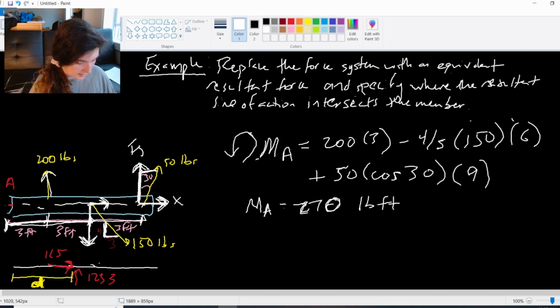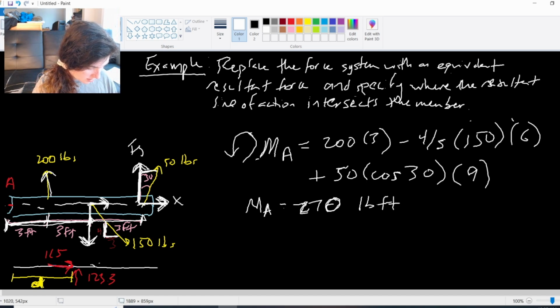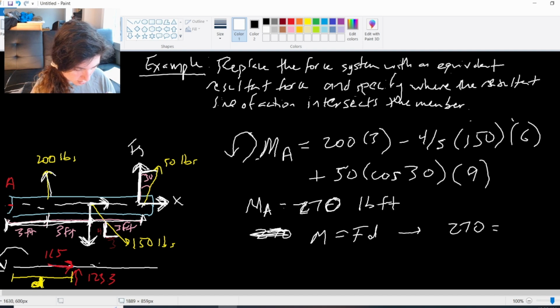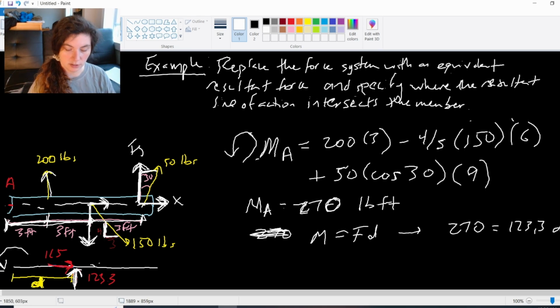So now what I can do, since I have this moment, is I can set that equal to my resultant force. Well, let me say it this way. I can say my moment equals F times d. So 270 equals the y component of this force that is intersecting with the line of action of the member, 123.3, times that perpendicular distance away.